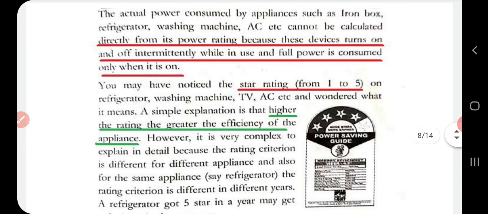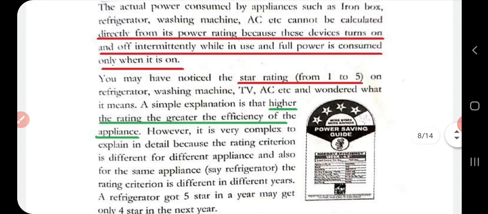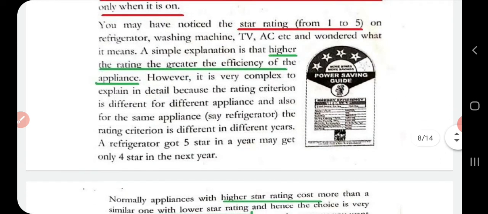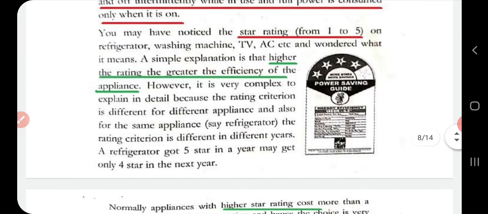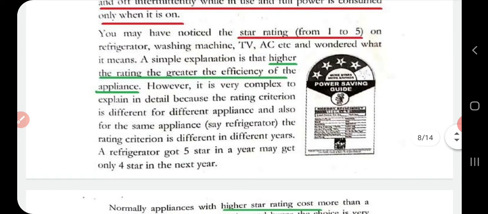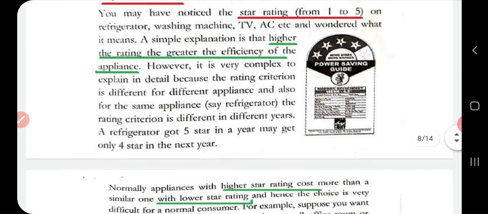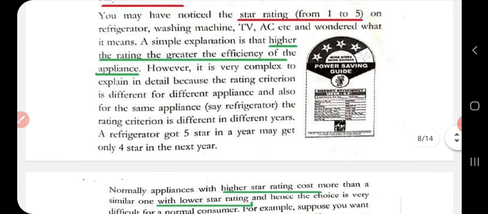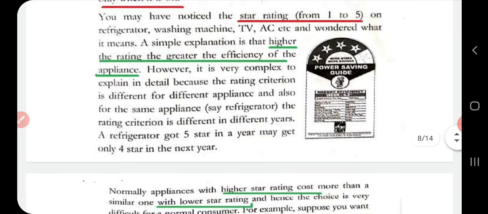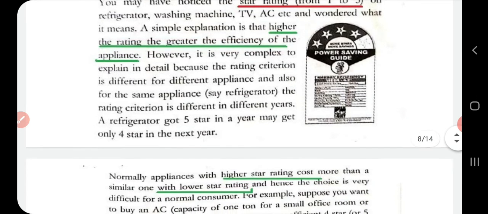Because these devices switch on and off intermittently, it is difficult to understand the actual power consumed. But since that method is not possible, in some appliances the manufacturers themselves provide a star rating for these devices, from 1 to 5. Okay. Now, a simple explanation is that the higher the rating, the greater the efficiency. If it is 5 star, then its efficiency will be high. If it is 4 star, its efficiency will be less when compared to that of a 5-star rated device.